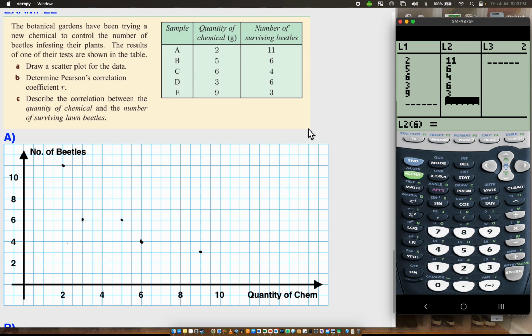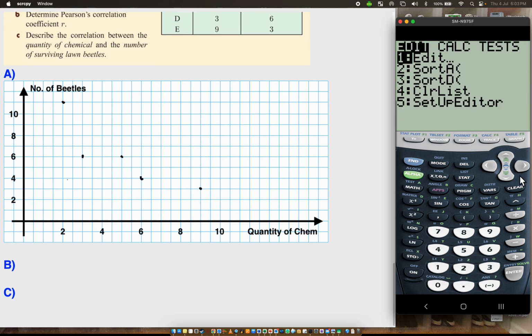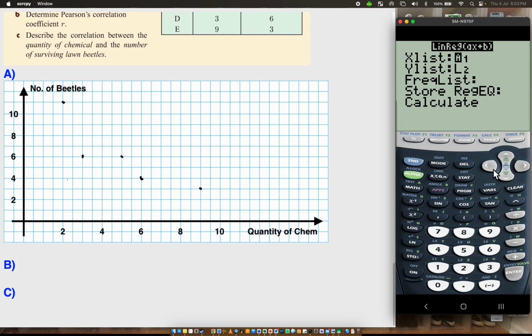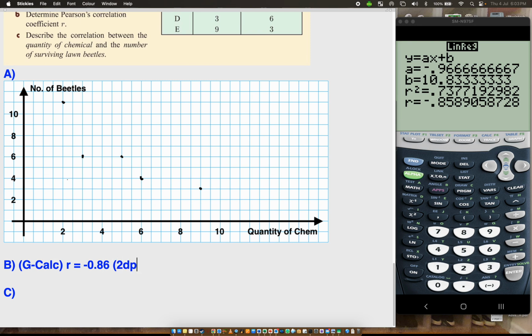How do we find Pearson's correlation coefficient? Make sure you've entered the data. Press Stat, select Calc, select linreg. Make sure the data's in where it's supposed to be, list 1, list 2, calculate. That tells us that using the graphics calculator, R equals negative 0.886 to 2dp.